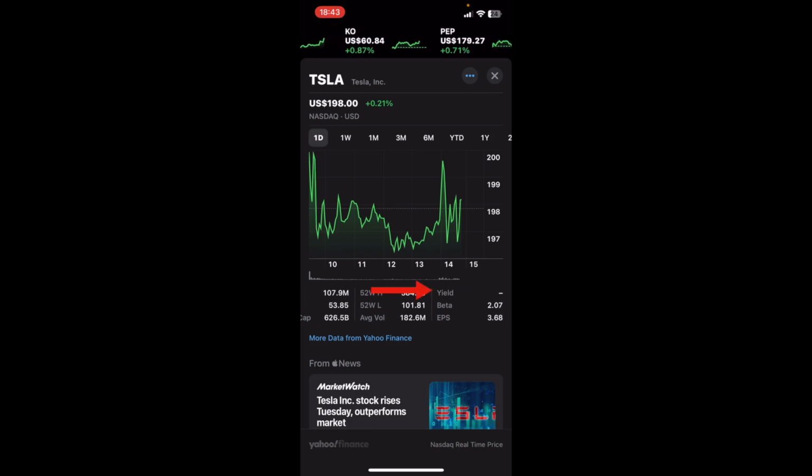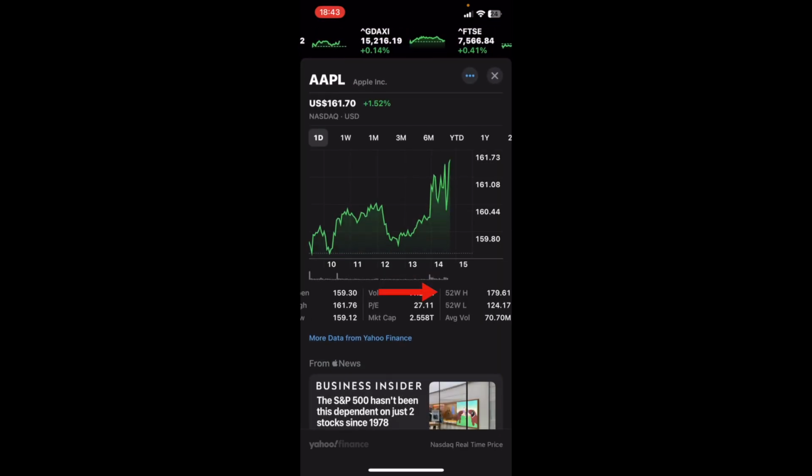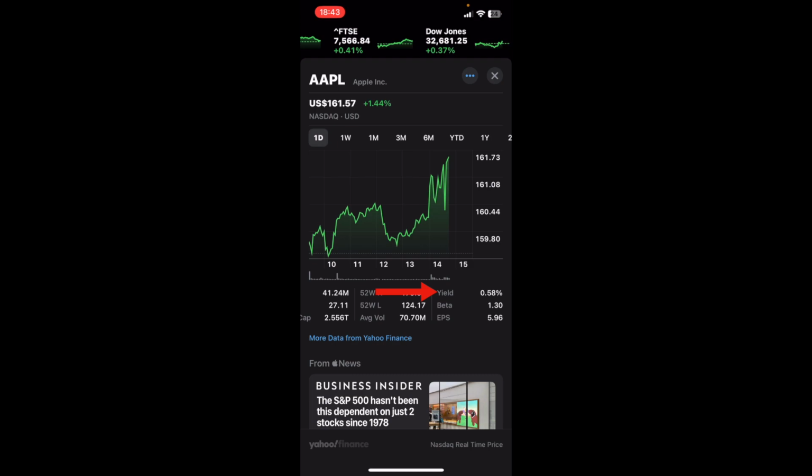So yield. Now yield, currently Tesla doesn't give a yield. Think of a yield a bit like interest in the bank. If you have £100 or $100 in the bank, how much will the bank give you in interest? Currently Tesla doesn't do this, but Apple does, and a lot of other companies do. Microsoft does. Apple gives you 0.58%. So for every £100 you have, $100 in the bank, just think of this as 58 cents or 58p per year. You are getting 58p per year for every £100 you have in Apple.